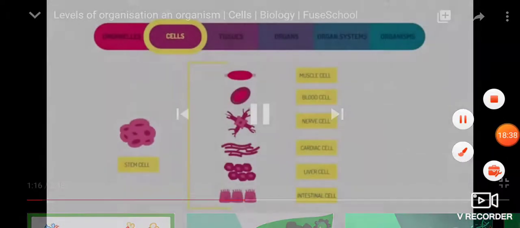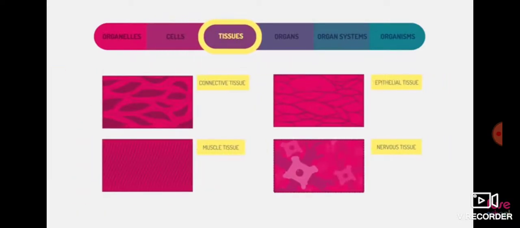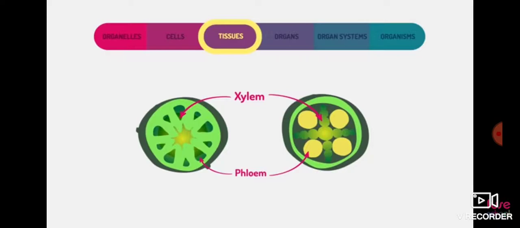In multicellular organisms, they are differentiated to carry out different roles. Here are a few specialized human cells. Groups of cells then come together to form tissues. In humans, we have four main types of tissue. In plants, the xylem and the phloem are examples of plant tissues.